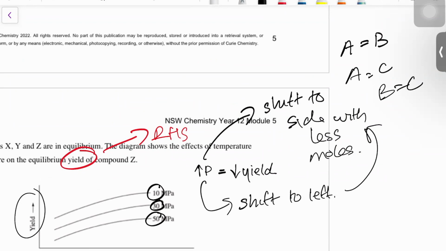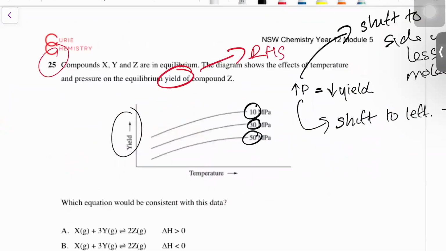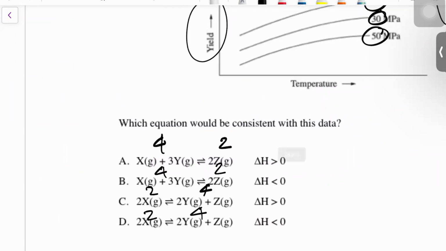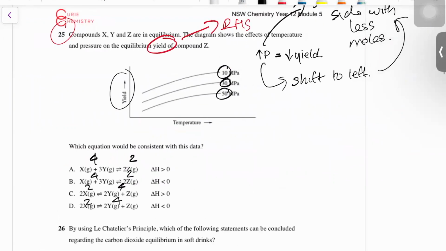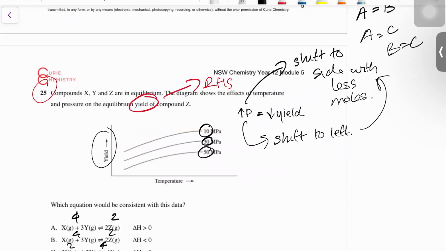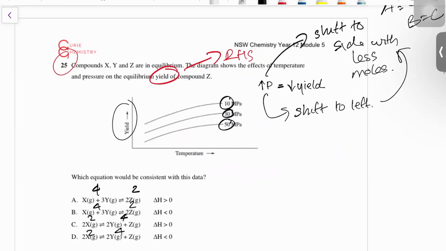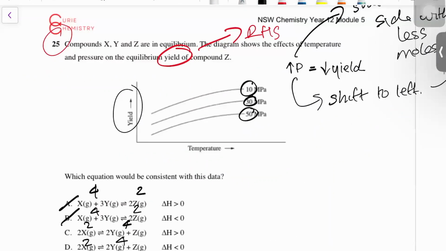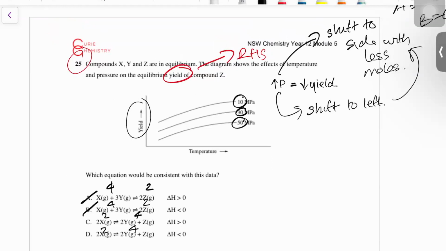Now we can apply that to cross out some of the multiple choices. So A has 4, this has 2, this has 4, this has 2, this has 2, this has 4, this has 2, and this has 4. I'm adding just the moles of the gases. And we said that the left side is the side of less moles, which means 2 is less than 4. So I immediately cross out A and B, and I have C and D left. That's the information that I got from my pressure.